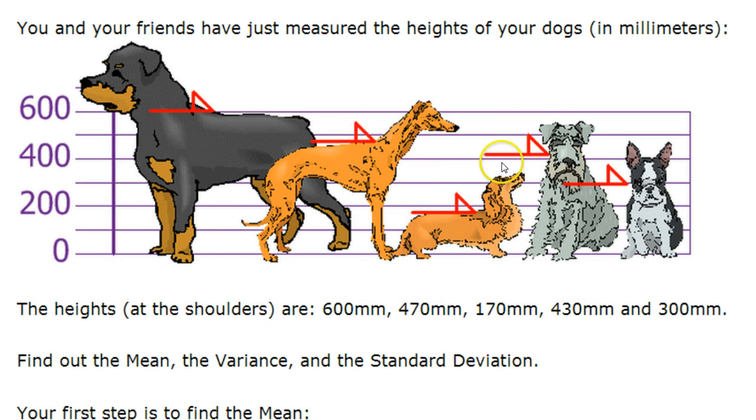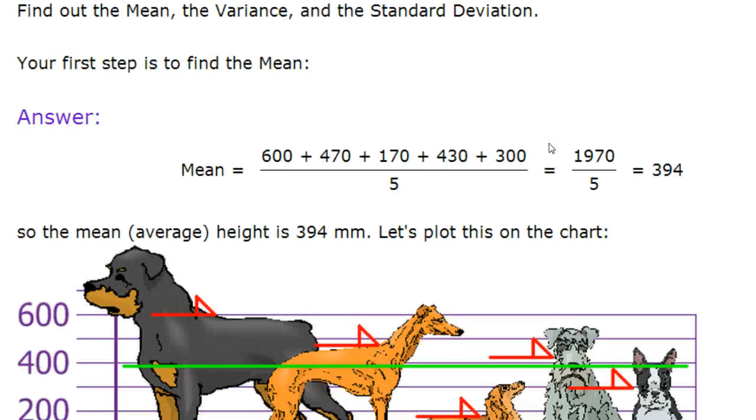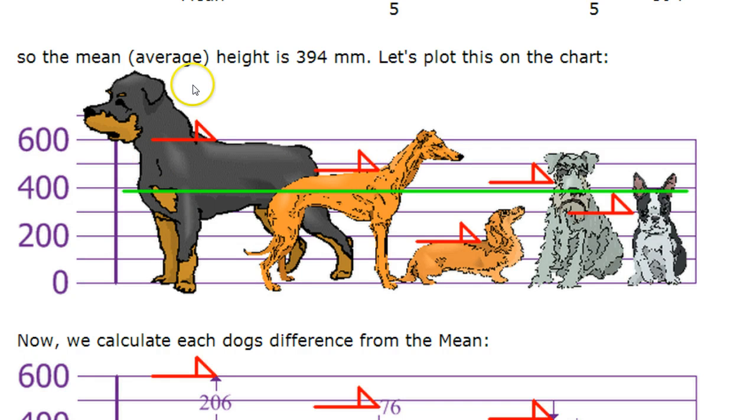If we had a whole bunch of dogs, we would use just a sample because it's easier. But if we just have 5 dogs, that's our population. Okay, and we found out the average height is 394 millimeters. So that's kind of cool. You can see that this guy, this guy, and this guy are really close. Are the Dachshund and the larger dog, the Rottweiler, really far off?